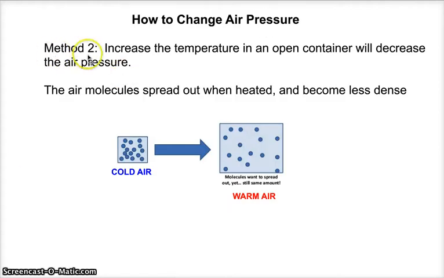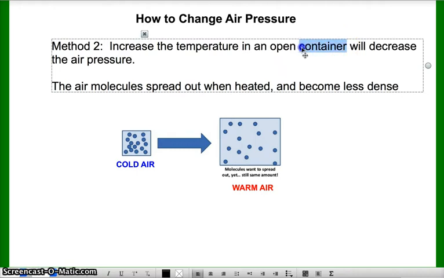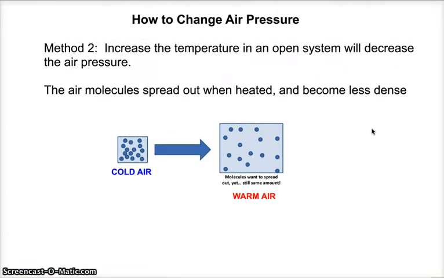So another method, and this is the one that works well in the atmosphere, is to increase the temperature. And in our open system, we'll decrease the air pressure. The air molecules spread out when heated and become less dense. We know the air molecules spread out when heated from when we learned about our states of matter.